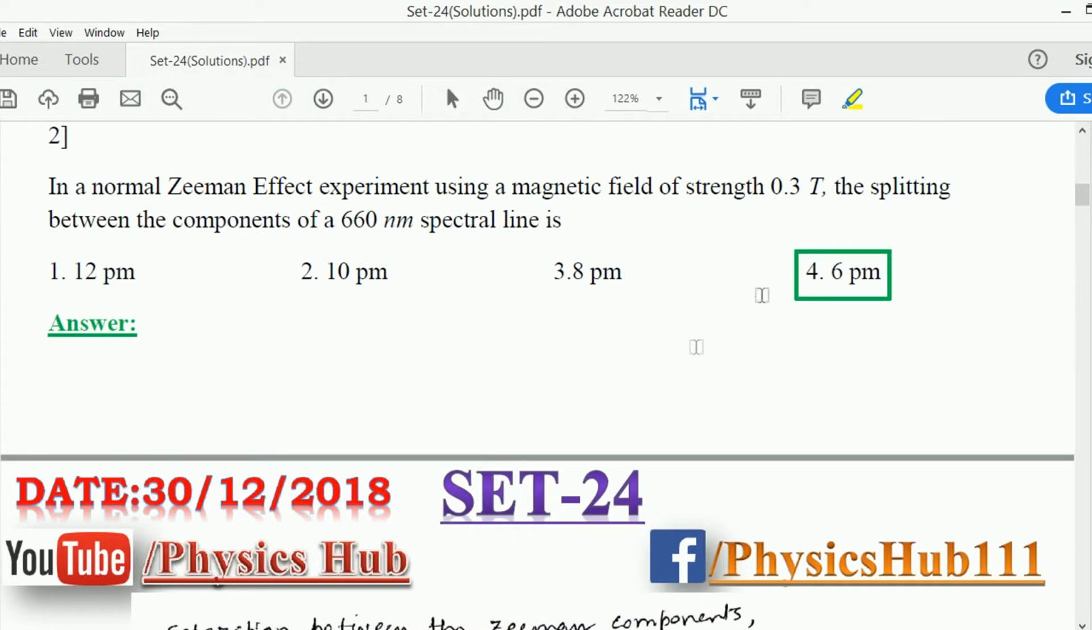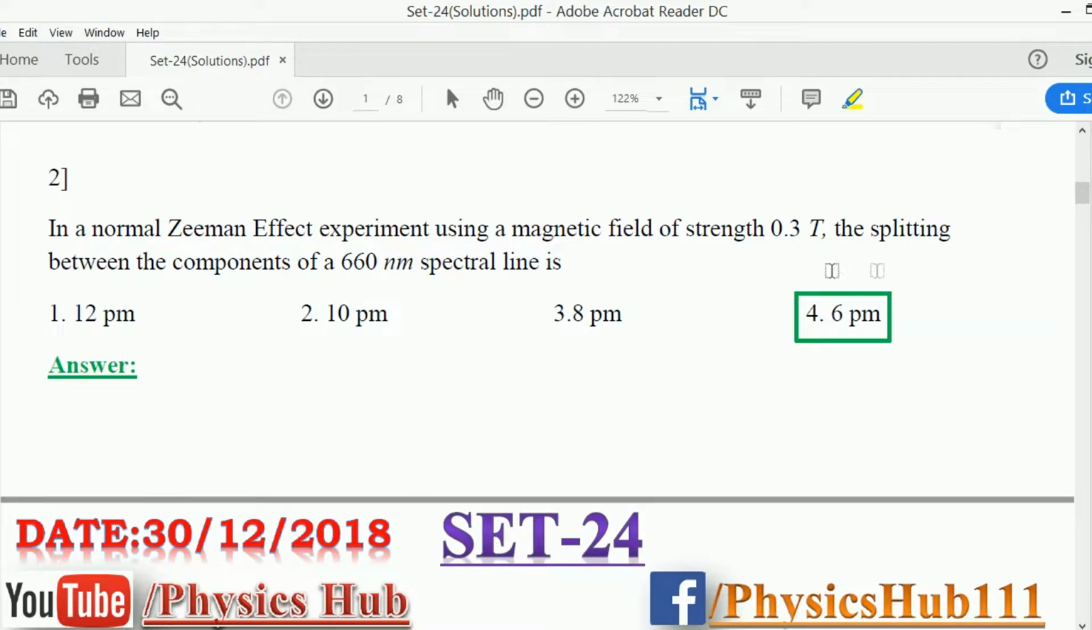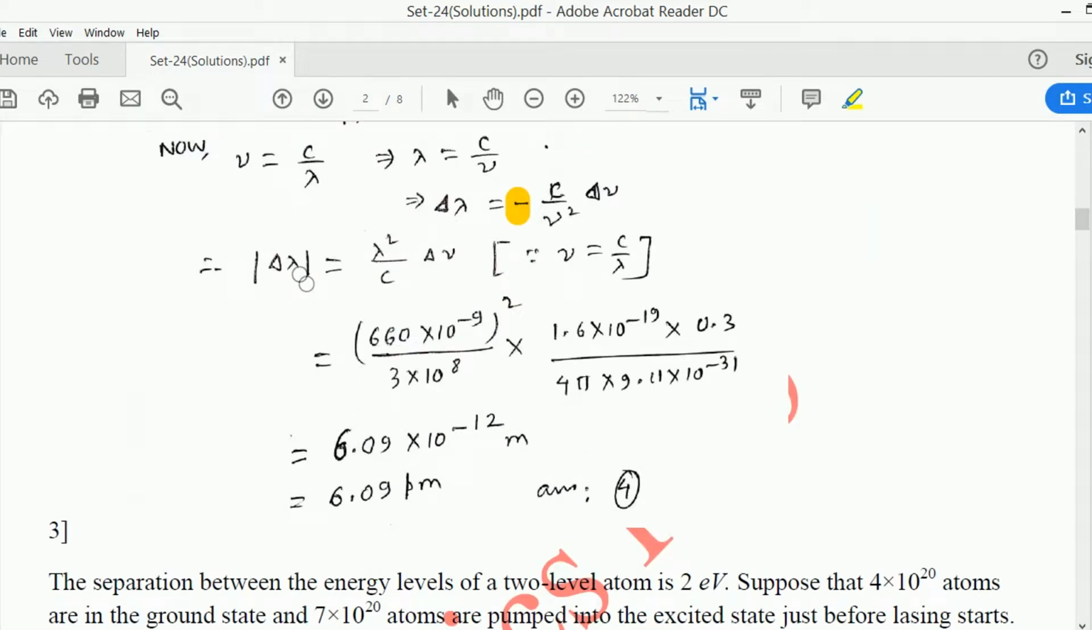Now we have to calculate in terms of wavelength, meaning we have to convert this nu into lambda. So lambda equals c by nu, meaning delta lambda equals minus c by nu square delta nu. We are taking the modulus, so we can neglect this negative sign, and we have to calculate the splitting in terms of wavelength. So delta lambda equals lambda square by c into delta nu.